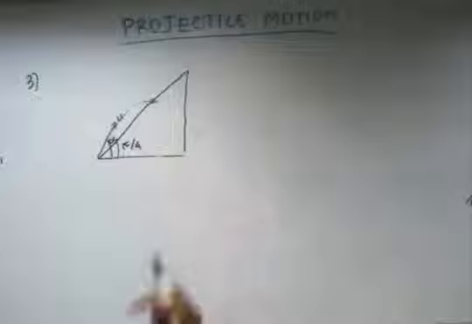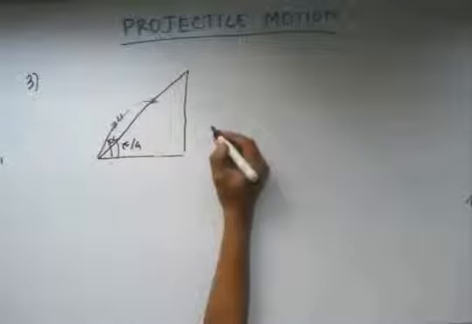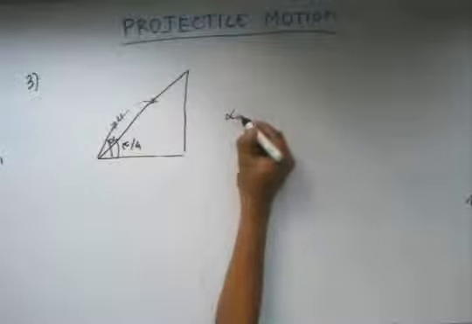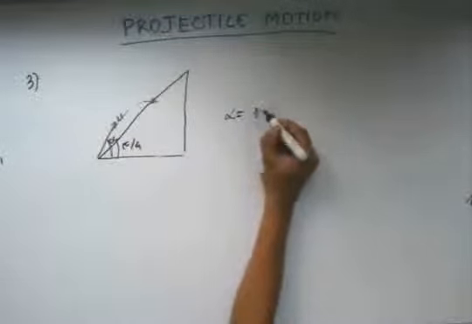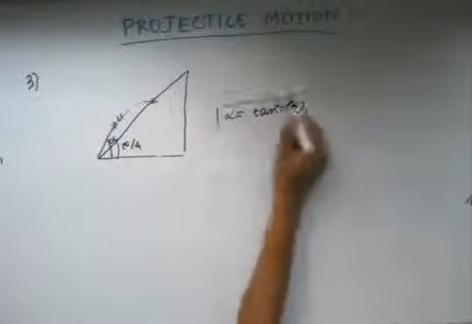So this question is similar to the last question, and the answer to this question is alpha equals tan inverse 2. This is the answer.